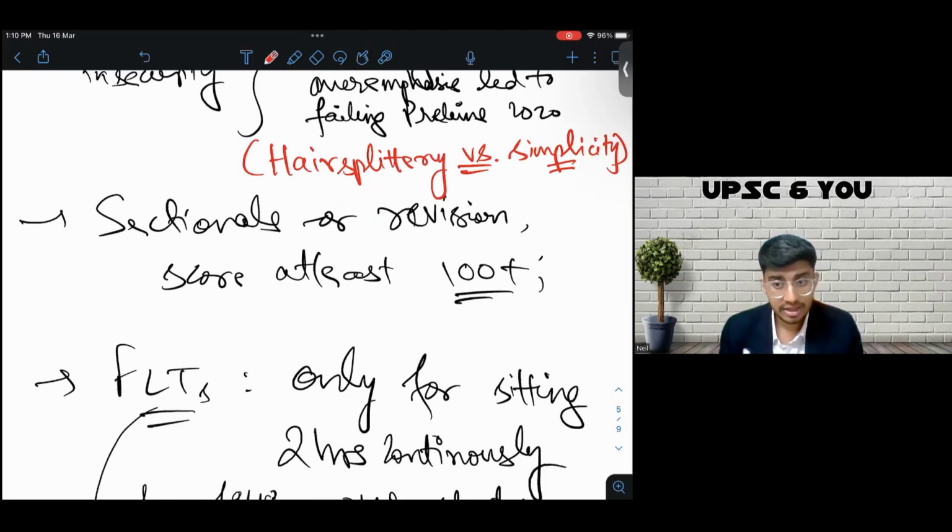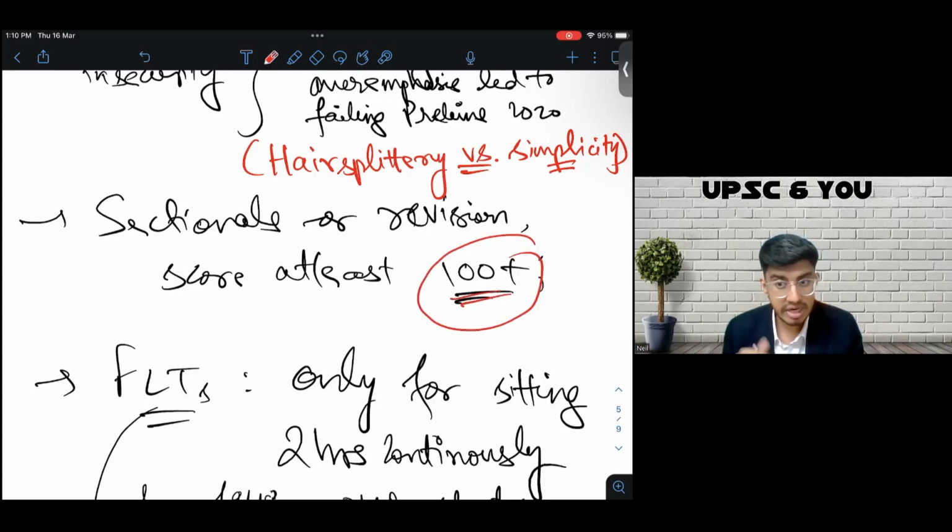Let's say you want to revise polity, but you're bored. You don't want to go read Lakshmikant again. So instead of reading Lakshmikant, you take a sectional paper and solve it. It's going to be encouraging, it's going to be enriching, but ensure that you score over 100 marks in a sectional.